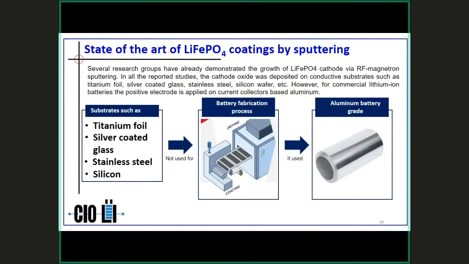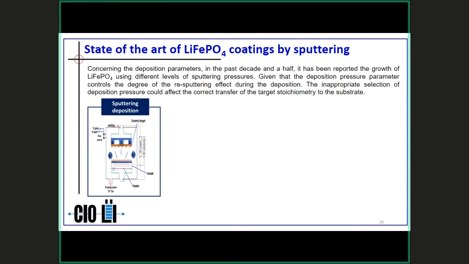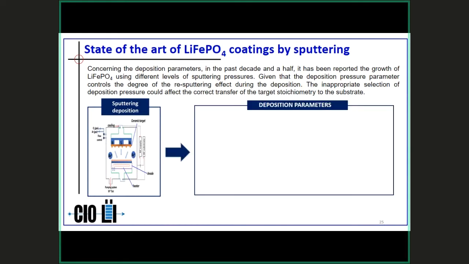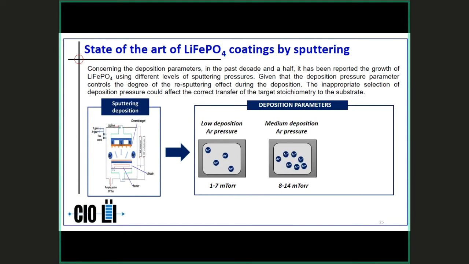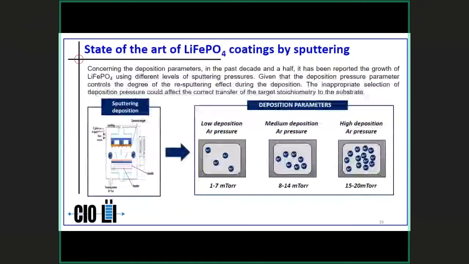Therefore, if we want to bring closer the lithium-ion battery technology, it is required to use a material that is used nowadays in the industry. In this case, this is aluminium. Another thing that was found in the articles is that the researchers haven't decided which parameters to use. For example, we can find articles where they use low argon deposition pressure, meaning there is a small argon quantity inside of the sputtering chamber. Some use medium deposition pressures, and others use high deposition pressure. The wrong selection of the argon deposition pressure can lead to a problem in the performance of the battery cathode.